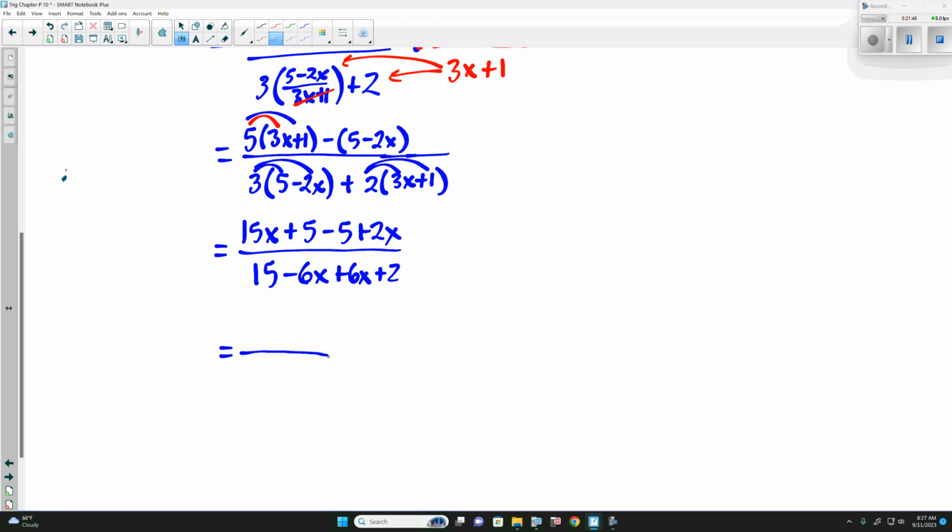Now in the numerator, 5 minus 5 is 0. The denominator, negative 6x plus 6x is 0. 15x plus 2x is 17x. 15 plus 2 is 17. Lo and behold, we do get x. So it is possible we can do it.